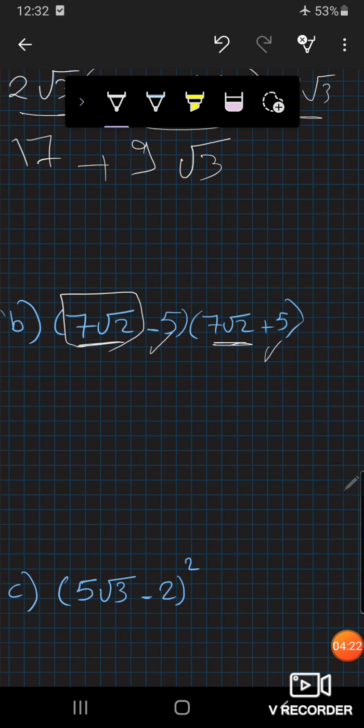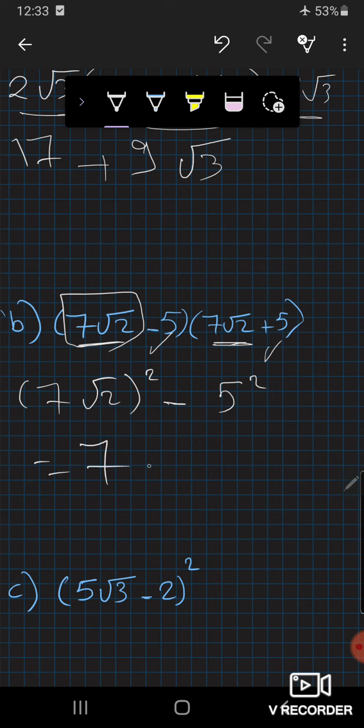Let's continue. Here you have 7 square root 2 power 2 minus 5 to the power 2. With calculator, the answer will be 73.